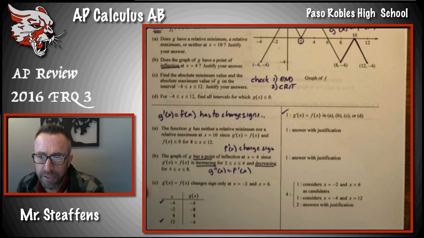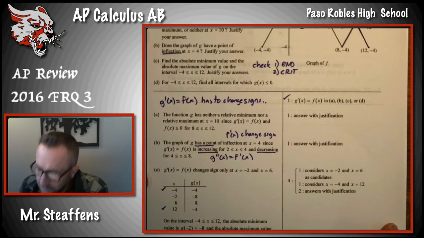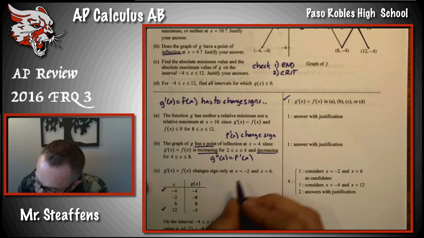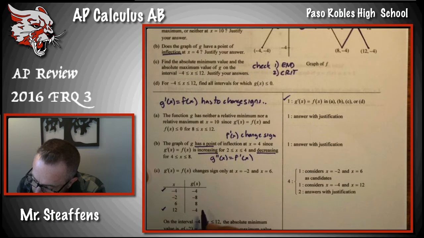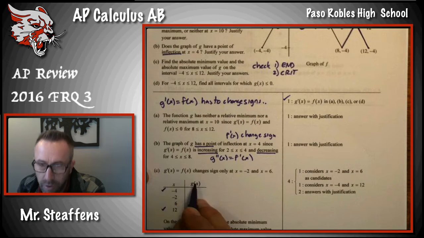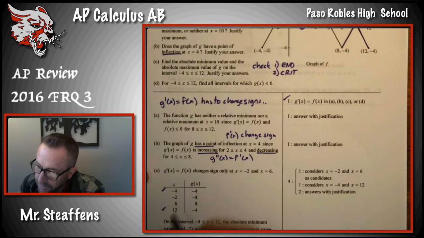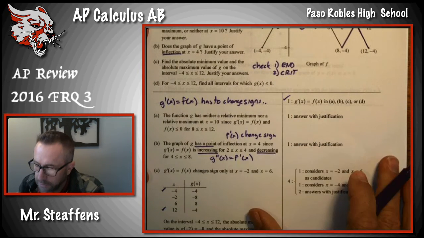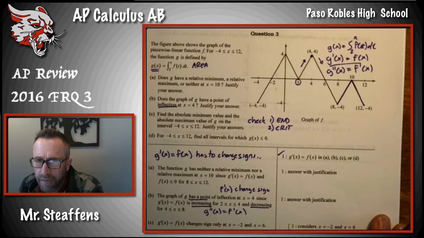So I'm going to have to make sure that I evaluate the function. I have to evaluate g at -4 and 12. So I'm going to need to find g of -4 and g of 12. And the other points that I'm going to have to find are all the critical points. So where are the critical points on my graph?